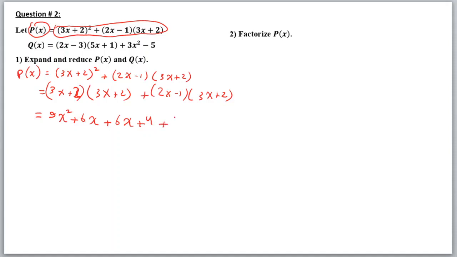So, plus 2x times 3x, 6x squared. 2x times 2, 4x. So look, I think here it's better to write bracket and keep the plus sign outside and write the bracket and then reduce. It's better.